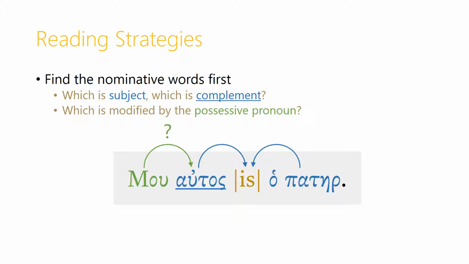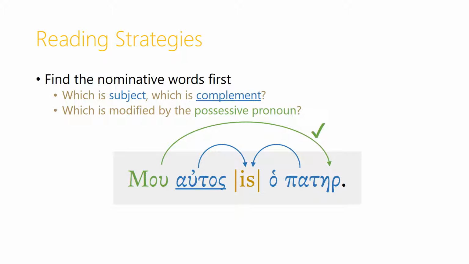So what if we look around and see another nominal in the sentence that mu might be modifying, and we see ho pater. Maybe, even though it's all the way at the other end of the clause, mu is actually modifying ho pater. If we take it in that sense, what would the sentence mean? It would mean autos, he is ho pater mu.